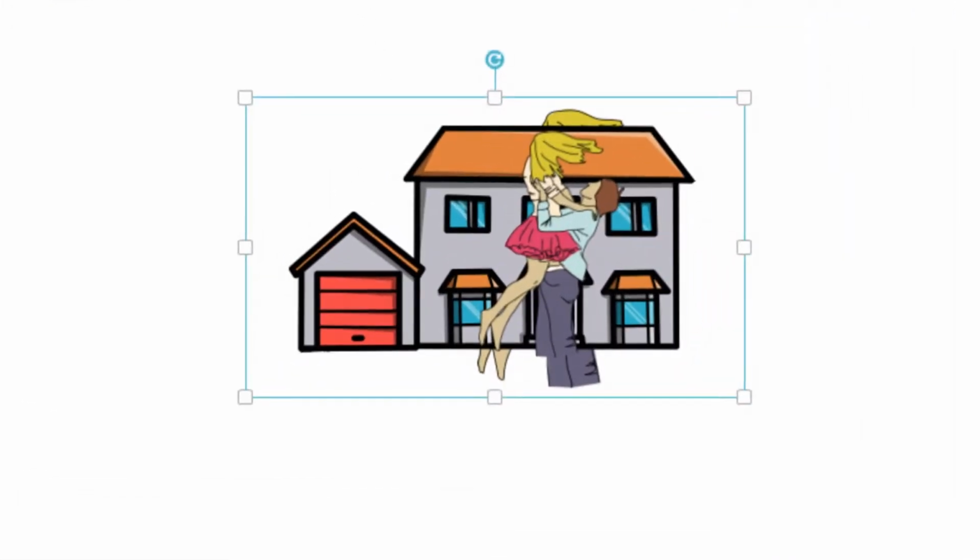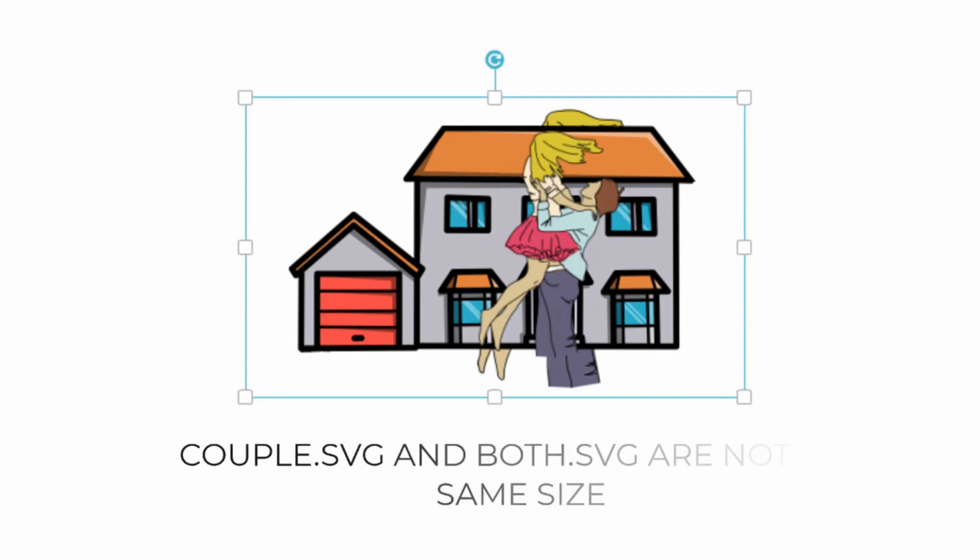Do you see the problem? The problem is the two images are not the same size. Couple.svg and both.svg are different sizes, so when you draw it, the effect is not what you want. In this case, we were after the drawing an image behind another image effect.